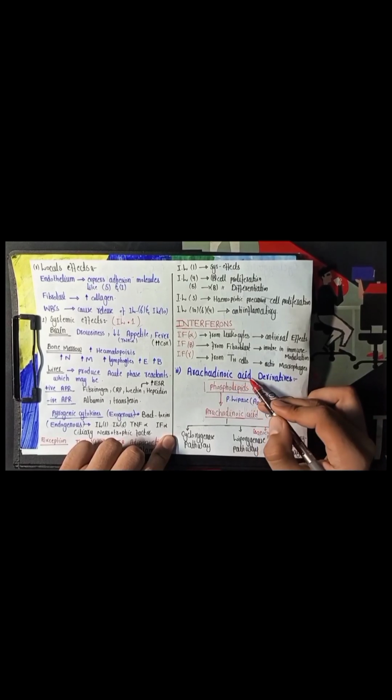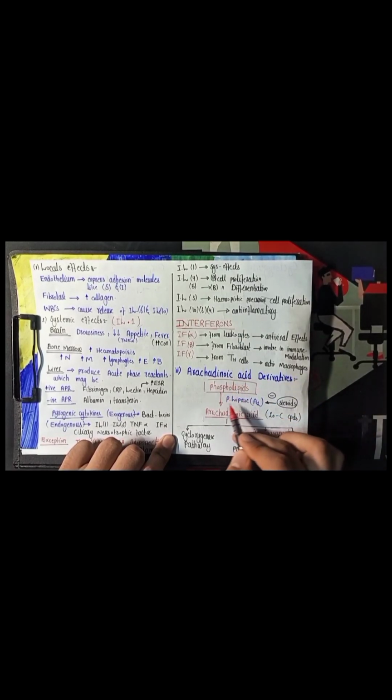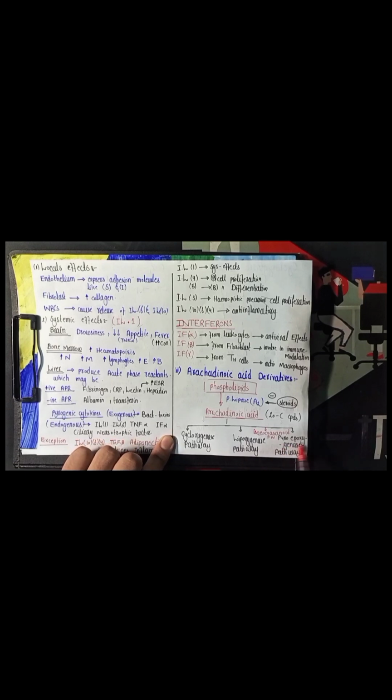Now the third one with us is arachidonic acid derivatives. Normally, the cell membrane contains phospholipids. When phospholipase acts on these phospholipids, they are converted into arachidonic acid, and it is a 20 carbon compound. This arachidonic acid then follows either the cyclooxygenase pathway or the lipoxygenase pathway, and two other minor pathways like the epoxygenase pathway and the isoeicosanoid pathway.